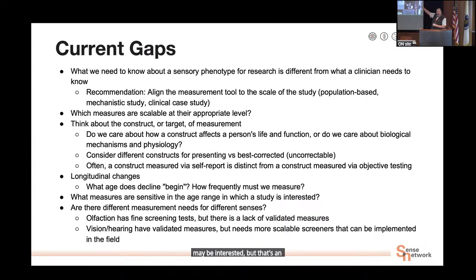We have a whole lot of current gaps, and I'm probably about 4 minutes into a 10-minute presentation. So I'm just going to keep talking until they take me off the podium.